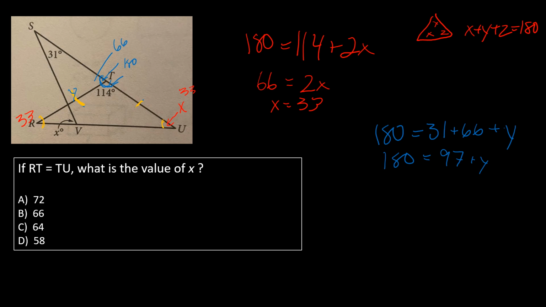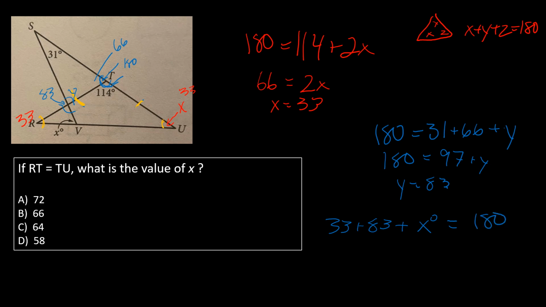So y is going to be 83. So that angle is 83 right there. We know that the one on the bottom is going to be 83 too, by properties of vertical angles. So 33 plus 83 plus our actual x degrees equals 180 because they're all in the same triangle.